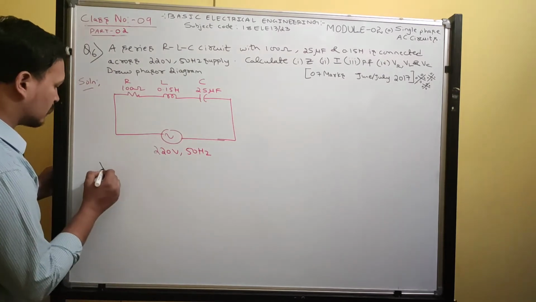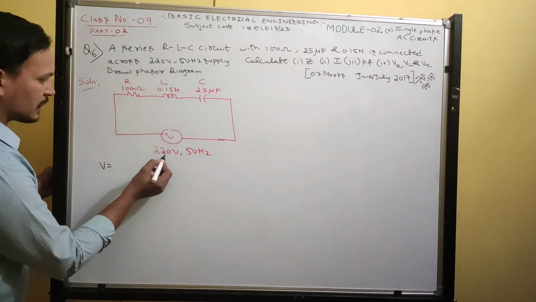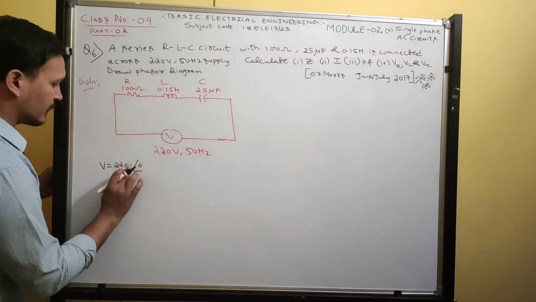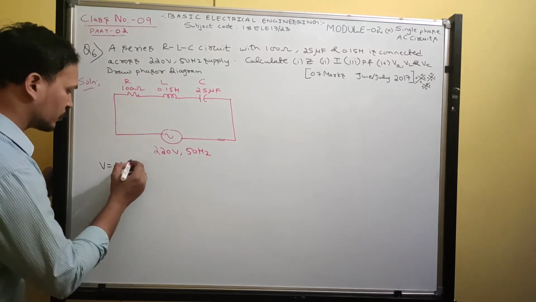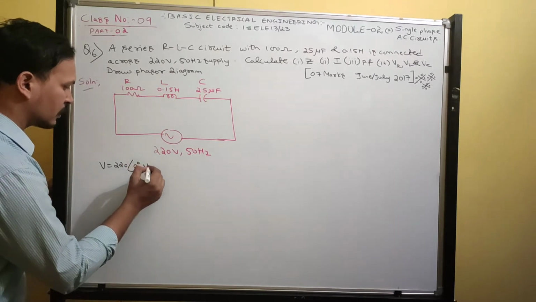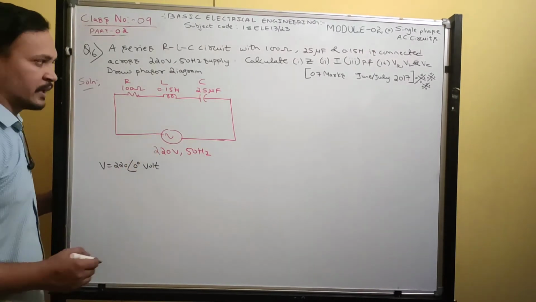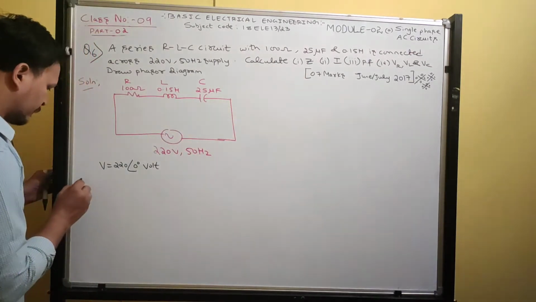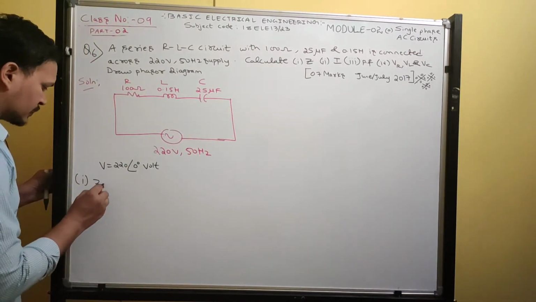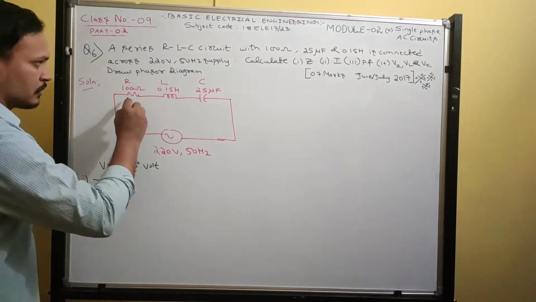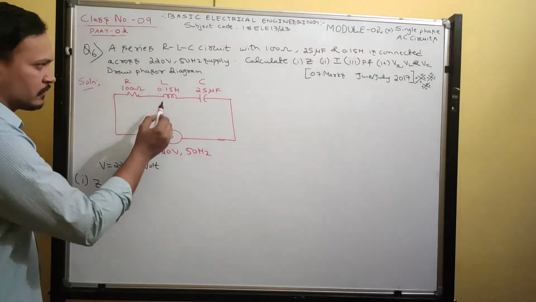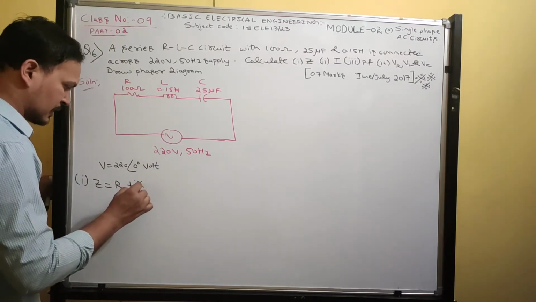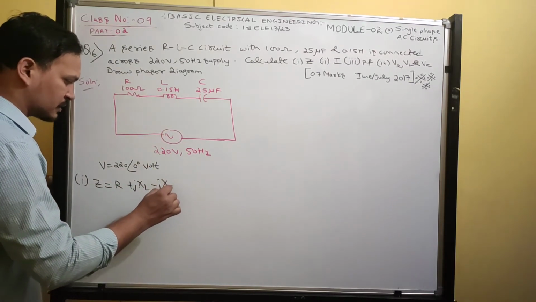So what can we write for the overall voltage? In polar form, 220 volt at an angle of 0 degree. That is completed. Now you find the impedance, which is the first question. What is impedance for the given circuit? For resistance you write resistance only, for an inductor you write plus jXL, and for a capacitor you write minus jXC.